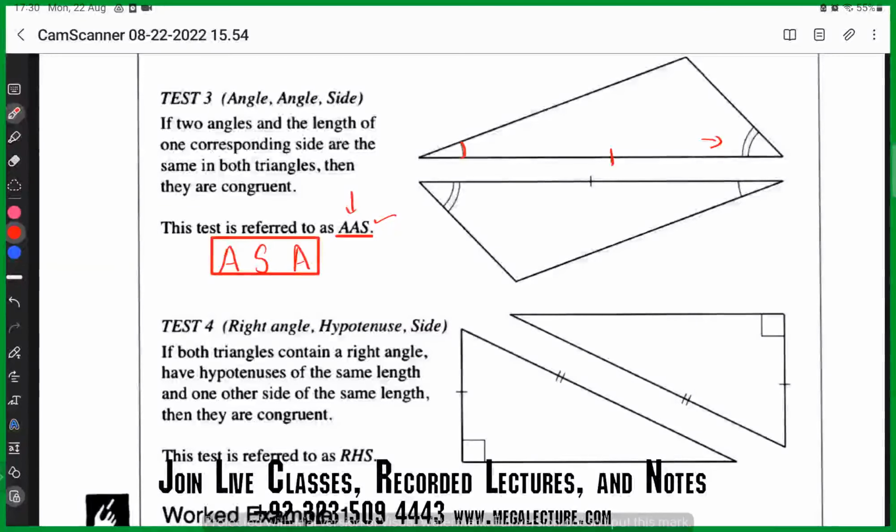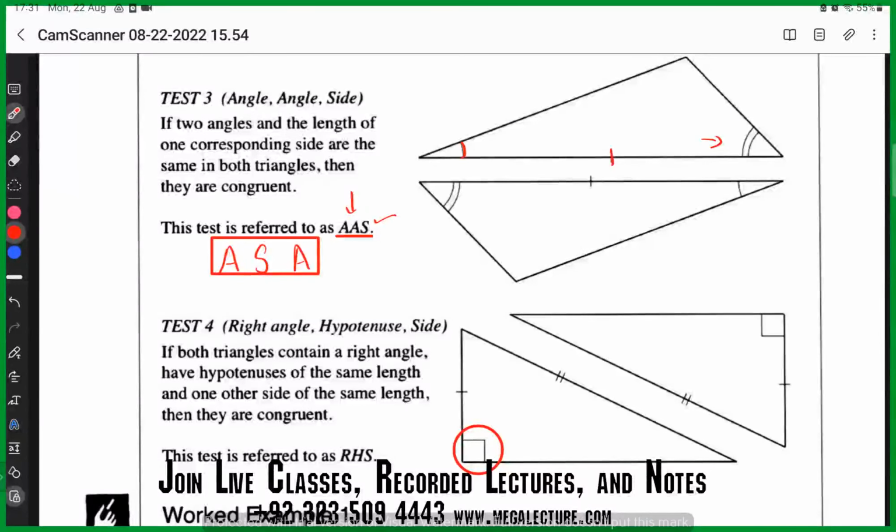Okay. Test four. Now test four is only for right angle triangles. You guys know that in right angle triangles, we have 90 degrees angle. So this is a right angle triangle. If you have two right angle triangles, test four is applicable on that. And what exactly is test four saying? Right angle and hypotenuse side. If both the triangles contain a right angle, have hypotenuse of the same length, and one other side of the same length, then they are congruent.